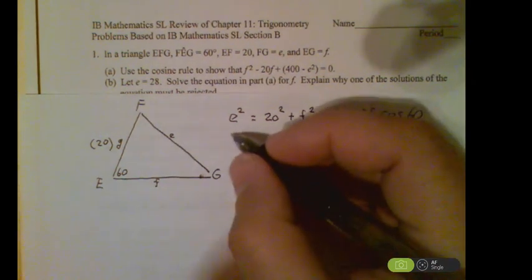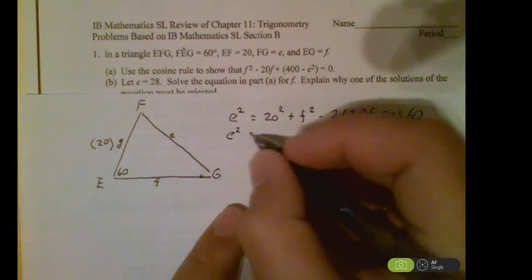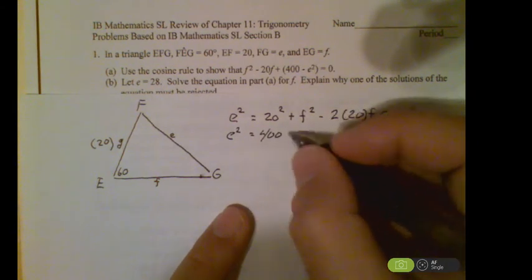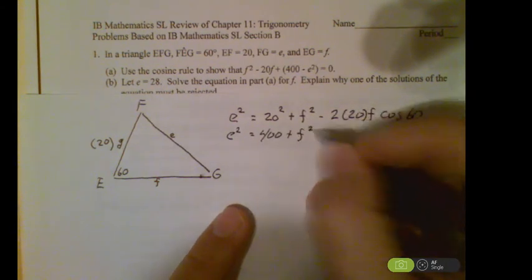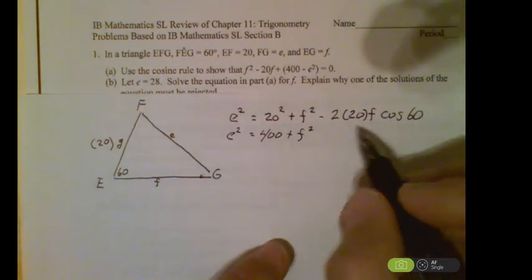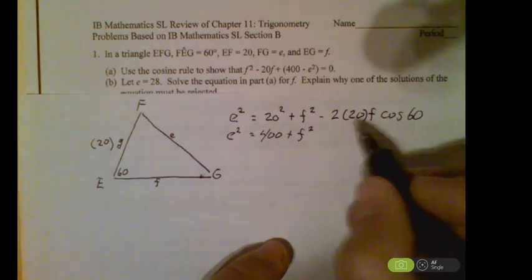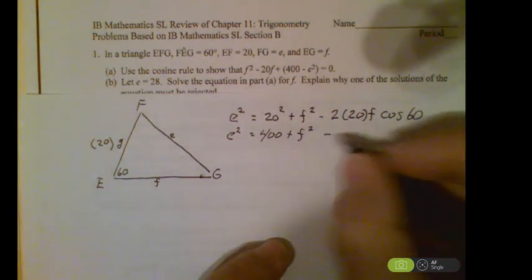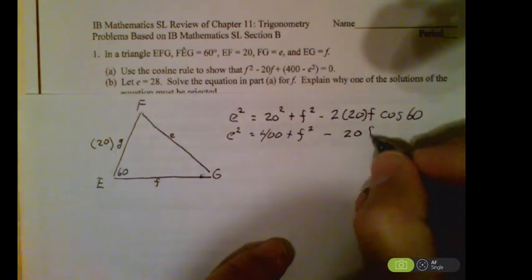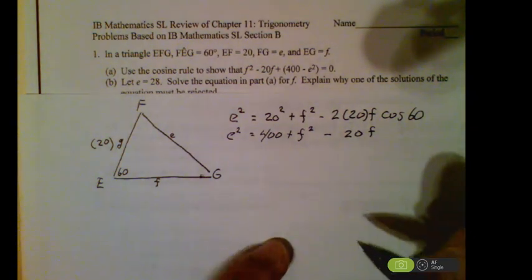So let's do a little cleanup here on the next line. So we got our e squared, we got our 400. Here's where we can start doing some simplifying. So we know that's going to be 40. Cosine of 60 is 1/2. So if we do half of 40, we got our 20. So there's our work right there.